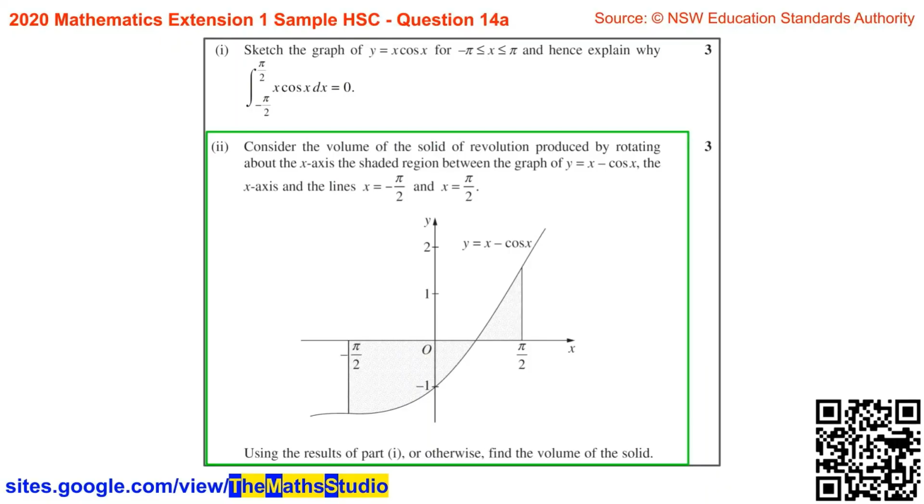Part 2. Consider the volume of the solid of revolution produced by rotating about the x-axis the shaded region between the graph of y equals x minus cos x, the x-axis, and the lines x equals negative pi over 2 and x equals pi over 2. Using the results of part 1, or otherwise, find the volume of the solid.